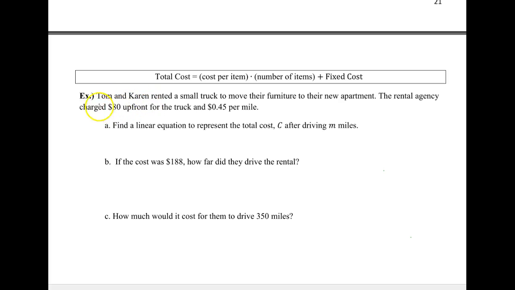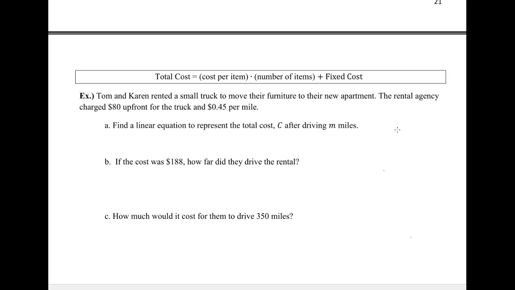This first example says, Tom and Karen rented a small truck to move their furniture to their new apartment. The rental agency charged $80 upfront for the truck. So that's just the cost you have to pay to get the truck. And 45 cents per mile. So that's going to be the variable cost. Each mile they drive, they have to pay 45 cents. Part A says, find a linear equation to represent the total cost C after driving M miles.